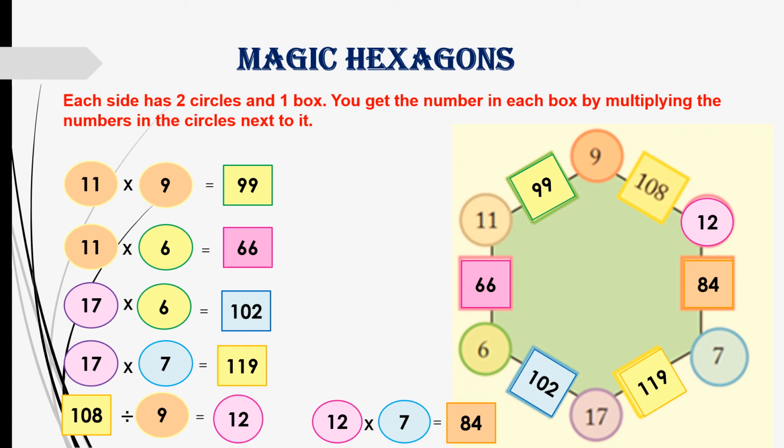Okay, this is how we are going to fill the magic hexagon. So you have to remember the rule is to multiply the numbers in the circles so that I'll get the number in the box on the same side. Okay, this is one side. In one side I have two circles at the corners and one box at the center.